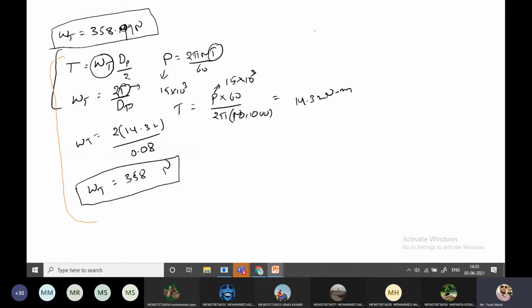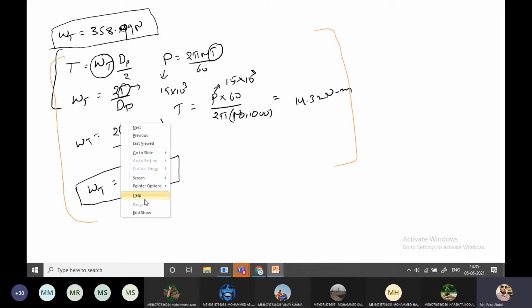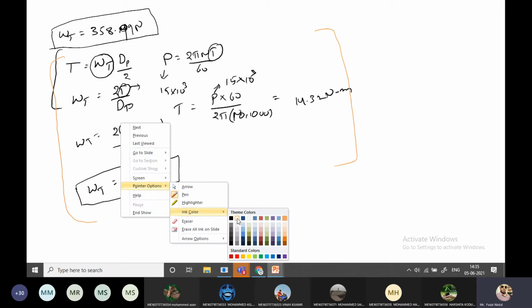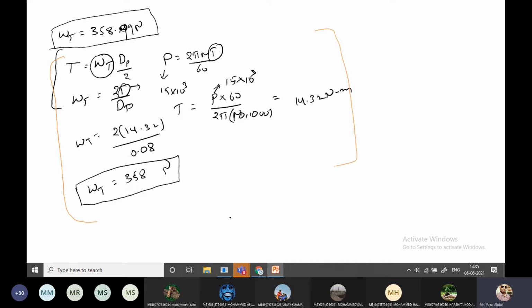This is the one. Additionally, I have given the one equation. Okay. Now Wt calculated. Now in the Lewis equation, what are the parameters we don't know? Sigma W we don't know.